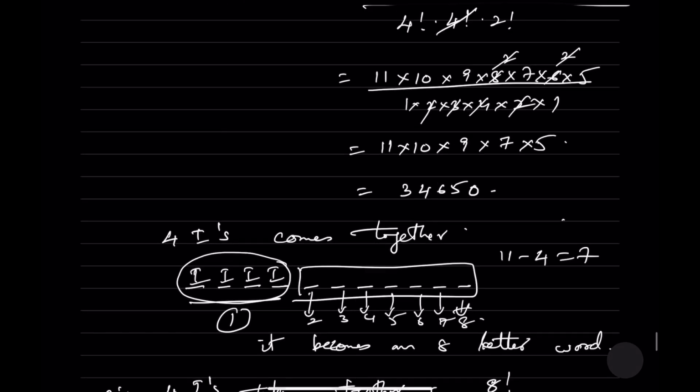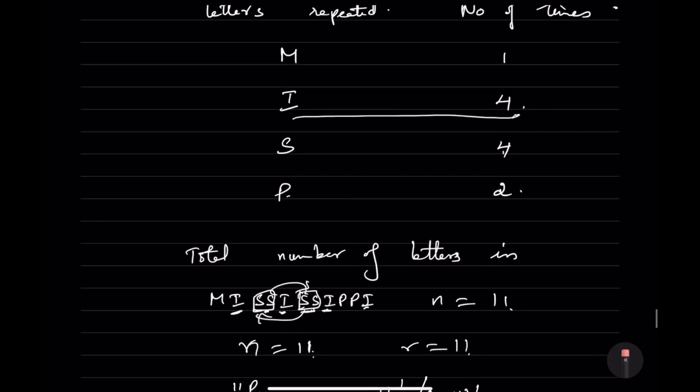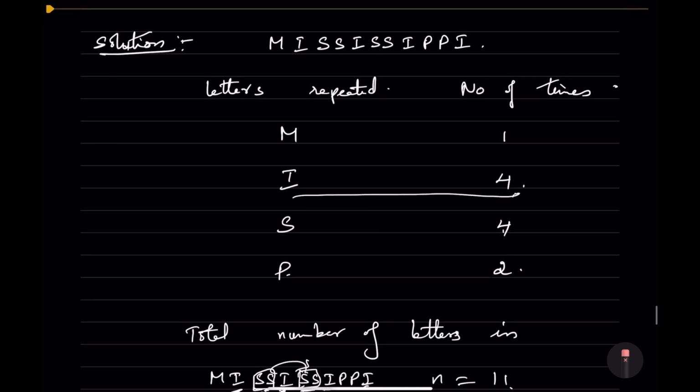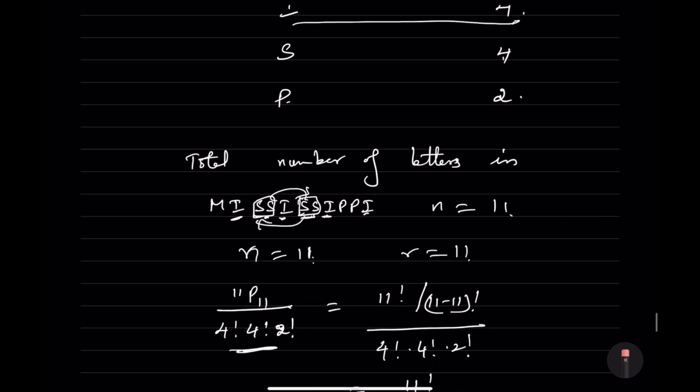So now from this, what did we learn? Main thing, a word is given, Mississippi. In this we have to see how many letters are repeated. So here, M is repeated 1 time, I is repeated 4 times, S is repeated 4 times, and P is repeated 2 times. So how do we form this? By using the permutations formula. The total number of letters is 11, and R is also 11. We can form 11 letters, that is taking 11 at a time.